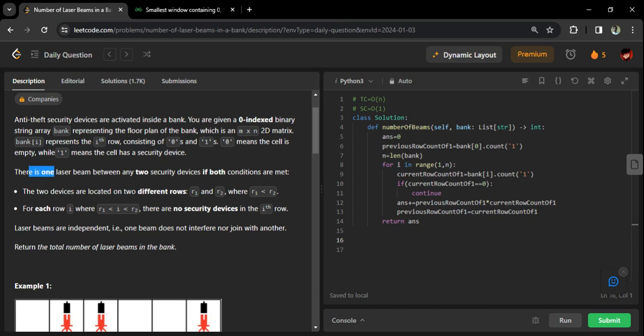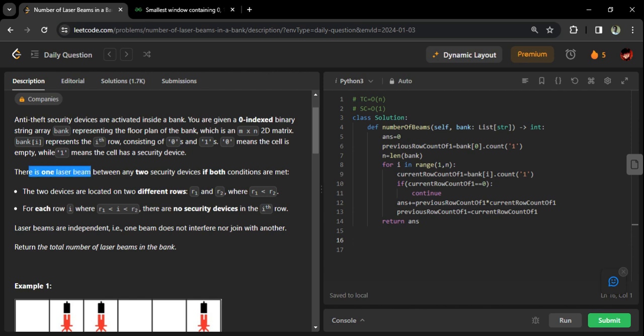There is one laser beam. See, there are two things here basically. There is something called a security device, and there is also something called a security beam. This question revolves around the security beam, so we'll have to try to understand the relation between the two. What is a security device and how is a laser beam associated with it. So this is how they have associated it.